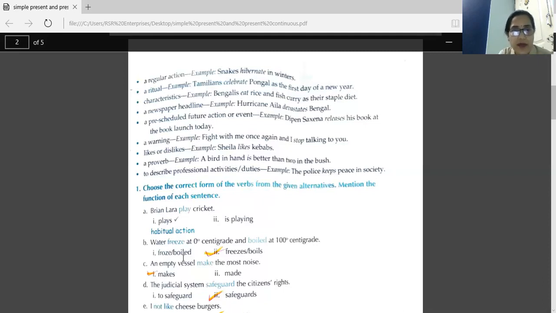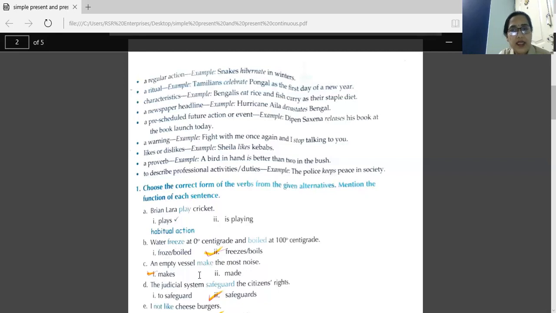See the second one. Water freeze at 0 degrees centigrade and boiled at 100 degrees centigrade. So here freeze is wrong. With water, you have to use freezes. And boiled is also wrong. So here you have to use boils. So water freezes at 0 degrees centigrade and boils at 100 degrees centigrade. And this is a fact.